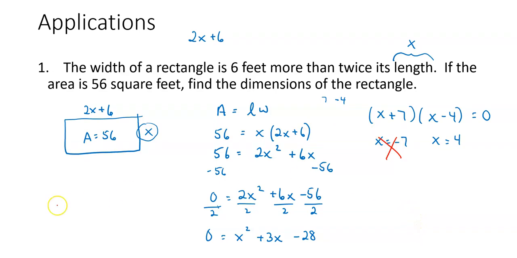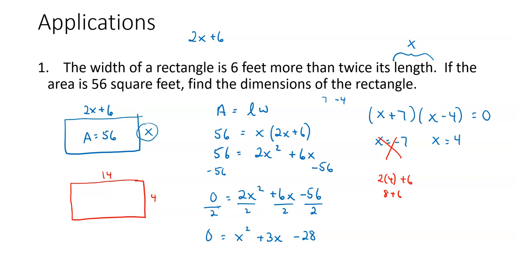What about 4? Well, if x is 4, then what are the dimensions of my rectangle? One side's 4. The other one is 2 times 4 plus 6, right? So 2x plus 6. 2 times 4 is 8. 8 plus 6 is 14. And then you can multiply 14 by 4 and see that you really do get 56.